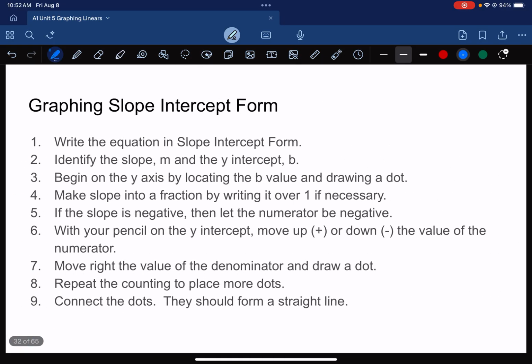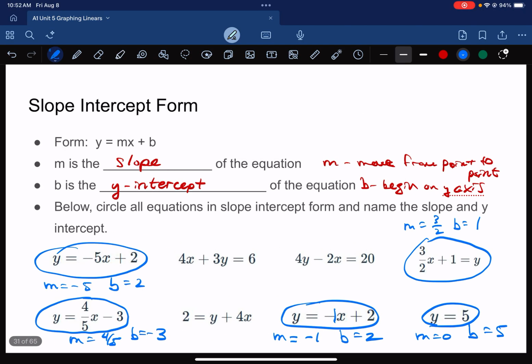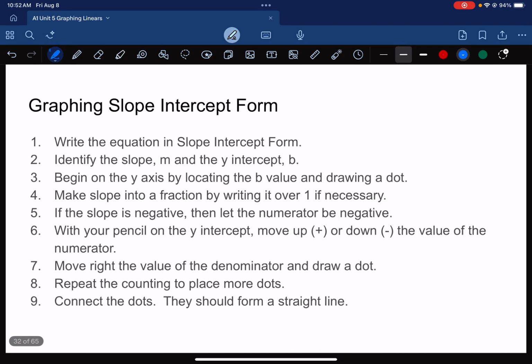So, how do you graph slope-intercept form? Well, first of all, you want to try and write the equation in slope-intercept form. Sometimes, like these other equations, they're not in slope-intercept form yet, but you could put them in slope-intercept form. Then you want to identify the slope m and the y-intercept b. Then you're going to begin on the y-axis by locating the b value and putting a dot there. And you want to make slope into a fraction if it's not already. If you can put it over 1, like if you have a slope of 5, you can make it 5/1. If the slope is negative, then let the numerator, the top number, be the negative, okay?